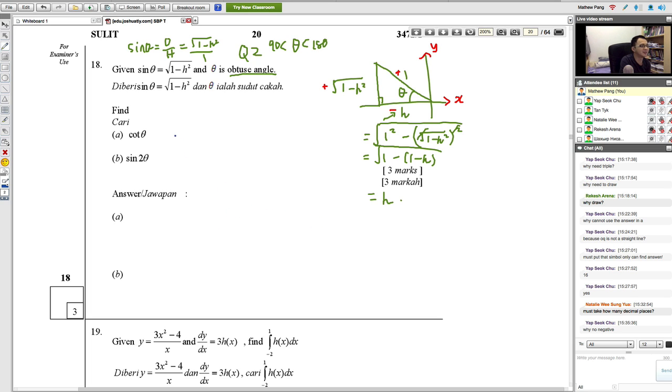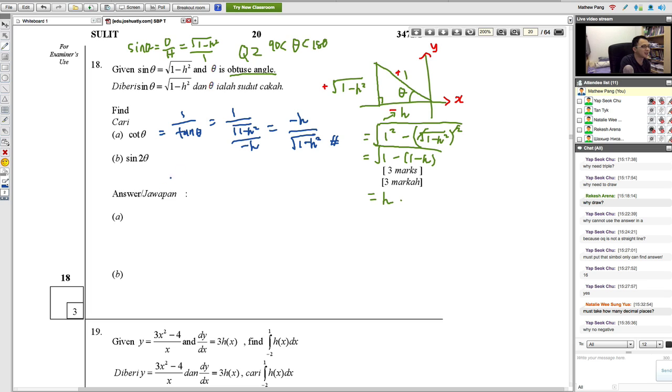Alright, so now I want to find cotangent. Cotangent is 1 over tangent. Tangent is opposite over adjacent, so it will be the square root of 1 minus h square over negative h. Therefore cotangent equals negative h over the square root of 1 minus h square. Done. Alright, this is how we find cotangent.